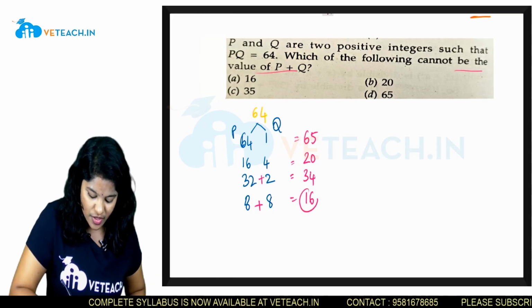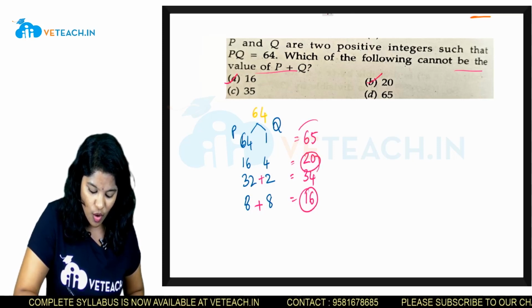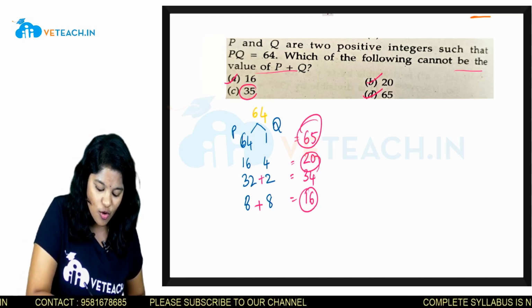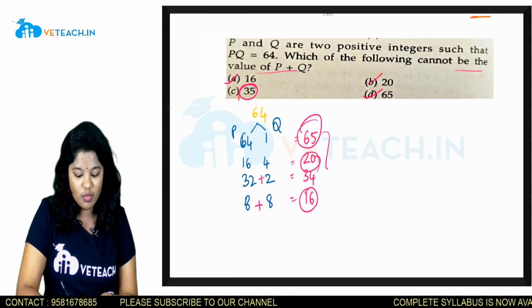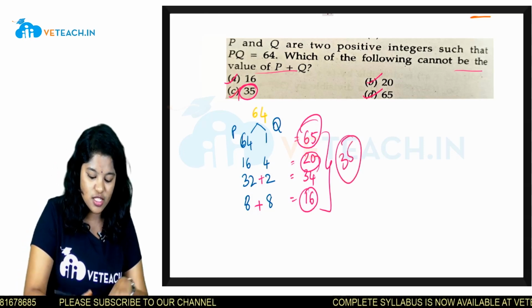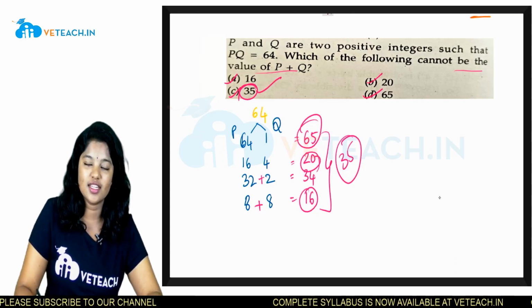So in the options we have 16. We also have 20. We also have 65. And the only option which is not the value of P plus Q is 35, because in the answers we did not get 35. So 35 is not the value of P plus Q. So option C is our correct answer.